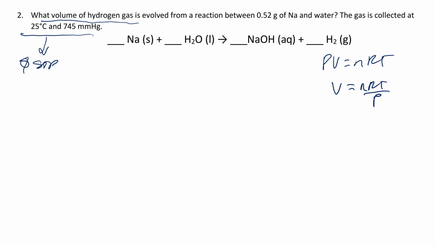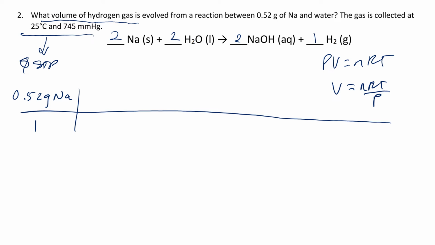Okay, let's try this. I'm going to put a 2 up here for now. Put a 2 here. I have 2 O's on my right, so I'm going to put a 2 over here. Now I have 4 H's on my left, and now I have 4 H's on my right, so I'm balanced. So I'm going to start off with 0.52 grams of sodium.